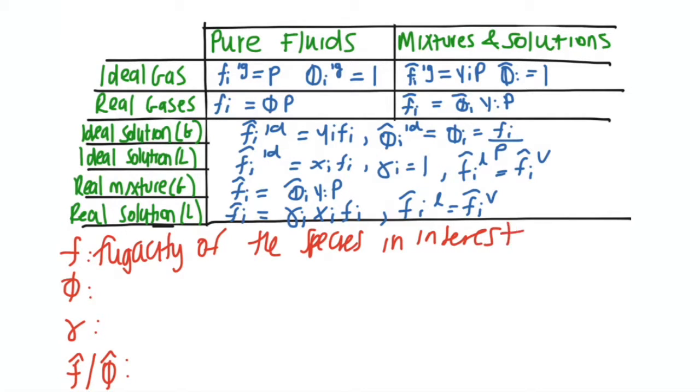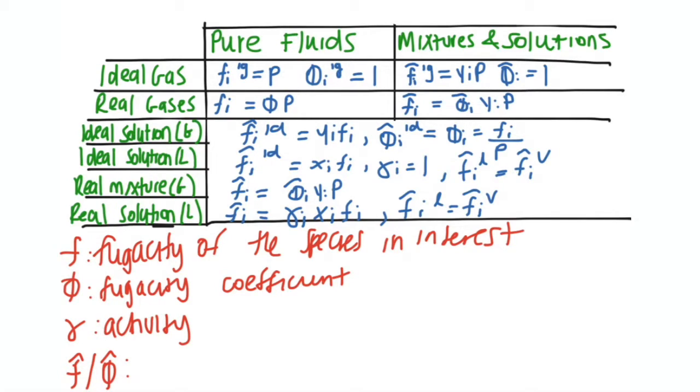The next symbol is the fugacity coefficient. And then our gamma here is our activity coefficient. I have a video just on the activity coefficient, on ways that we can find a correlation for it if we're not given one.